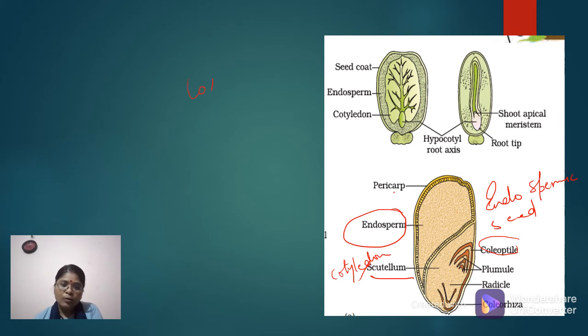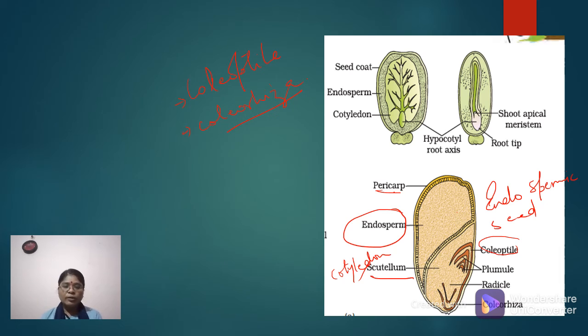We call it what? Coleoptile. This is covering your plumule. Plumule meristems are covered by your coleoptile, and your radicle meristems are covered by coleorhiza. These are protective coverings which protect your meristems. And you can see here the ovary wall is basically your pericarp. So now you can see it is quite close to the seed.